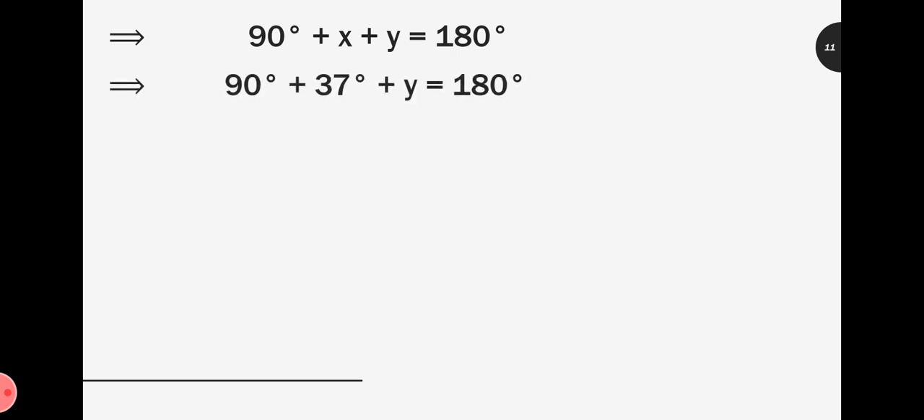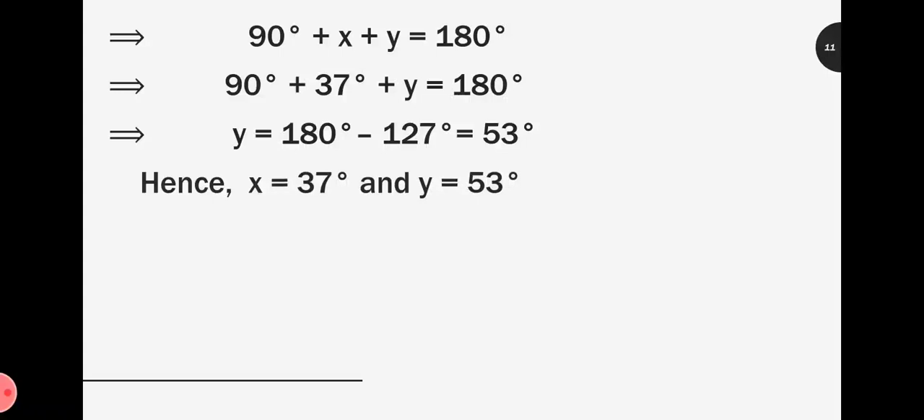So inserting the values we get 90 degree plus x plus y equal to 180 degree, implies that 90 degree plus 37 degree, because the value of x we have got as 37 degree, plus y equal to 180 degree, implies that y equal to 180 degree minus 127 degree, because 90 degree plus 37 degree is 127 degree, and when we transpose the side it becomes minus. So 180 degree minus 127 degree, therefore y will be equal to 53 degree. Hence the value of x equal to 37 degree and y equal to 53 degree.